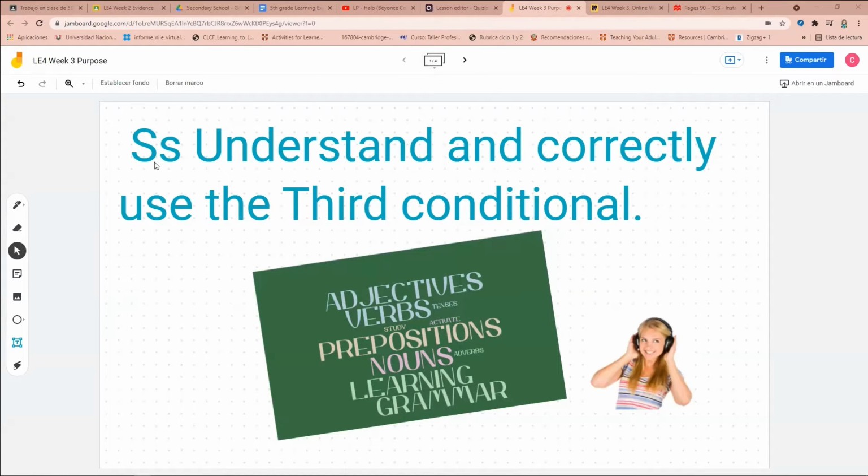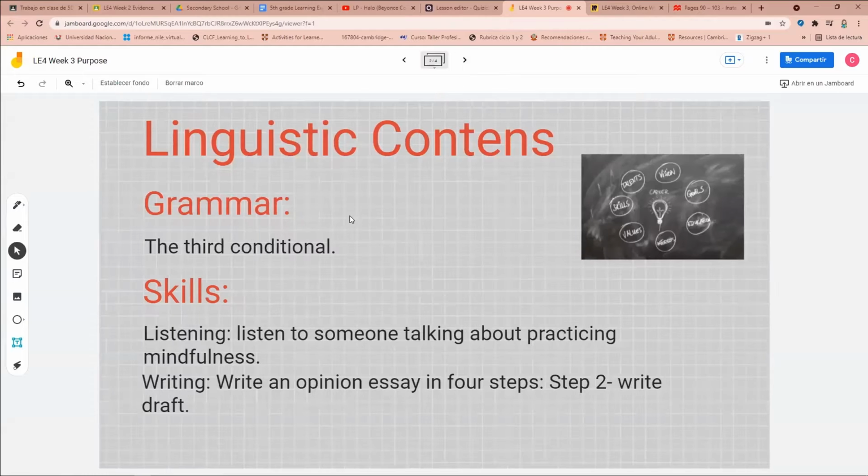Today, you students will understand and correctly use the third conditional. The linguistic contents: in grammar, we're going to work with the third conditional. In skills, we're going to work with the listening skill. Listen to someone talking about practicing mindfulness. In writing, you're going to start writing your opinion essay. We're going to work on the second step, write your draft.